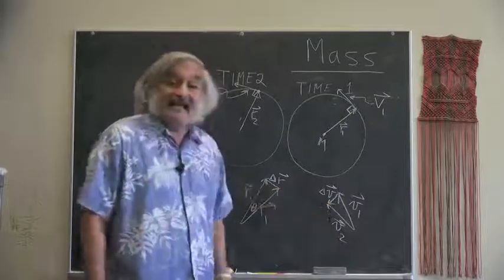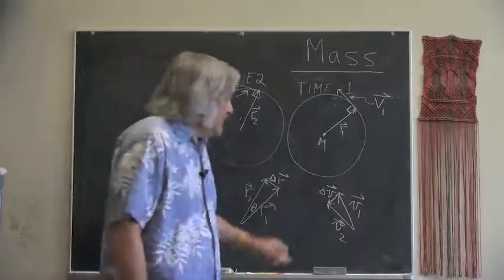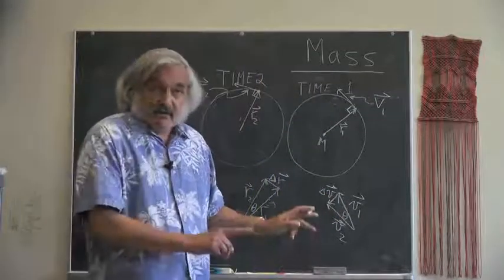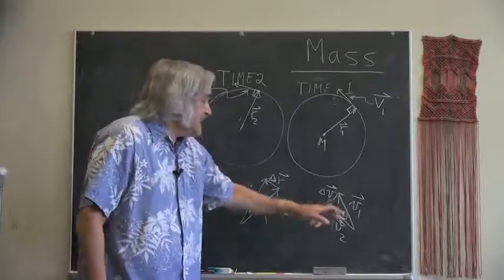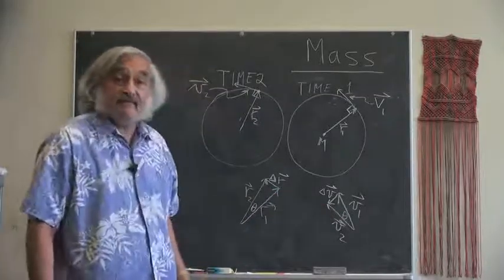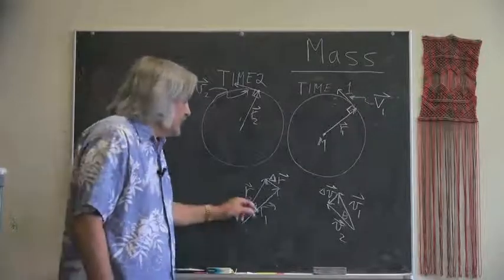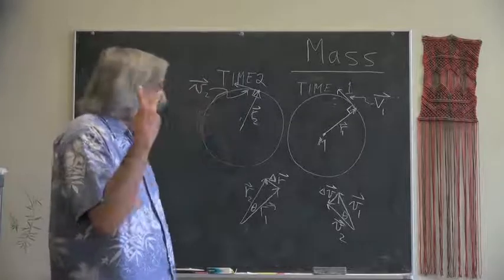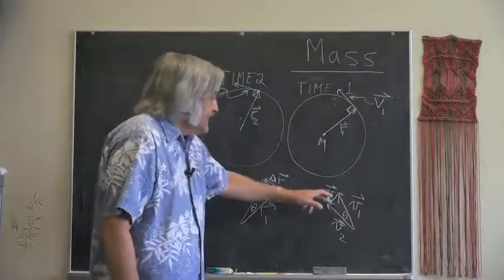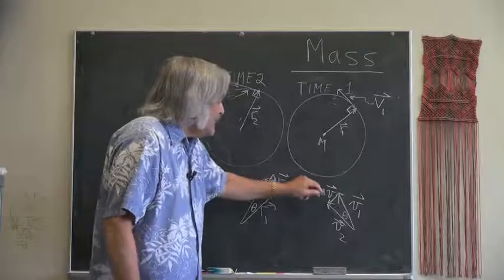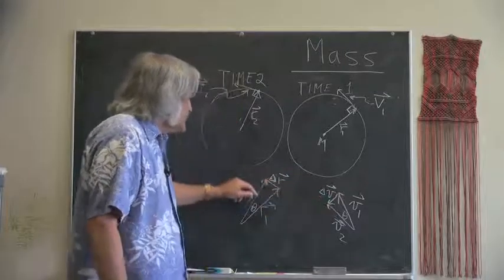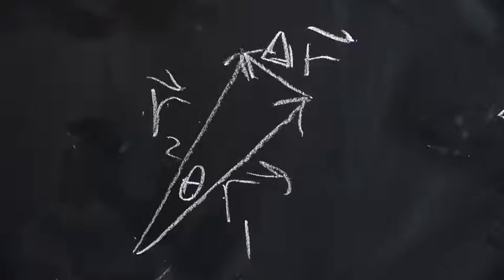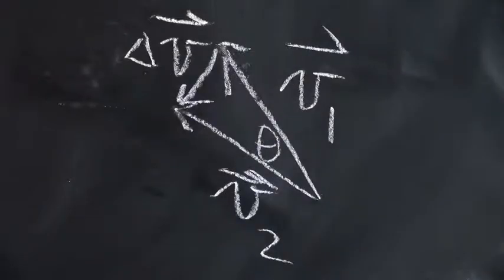And guess what that angle is, gang? That angle is theta. Why? Convince yourself that this angle has to be the same as this angle for R. So what we are faced with are two similar triangles in which we can now look at various sides and see if we can come up with a relationship for the acceleration.